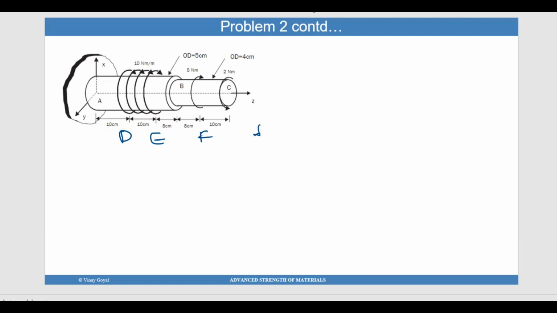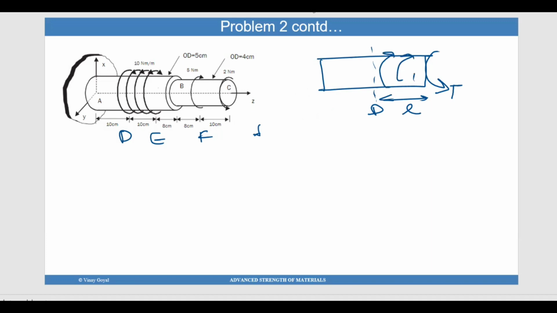So every time I want to find the torque, I'm going to do it from A, because the sign conventions get confusing. I have to find the torque at a point at a distance L away from D, so that it's within the DE section. Let's put this as T. What are all the torques I know? This part here is 10 Newton meter per meter, and that's going to be 10L.